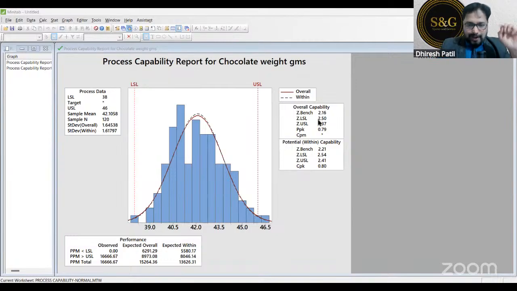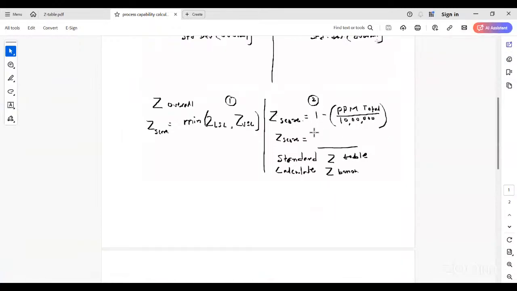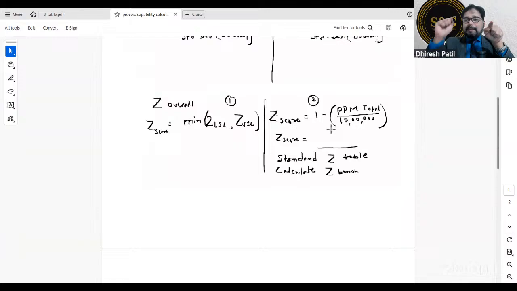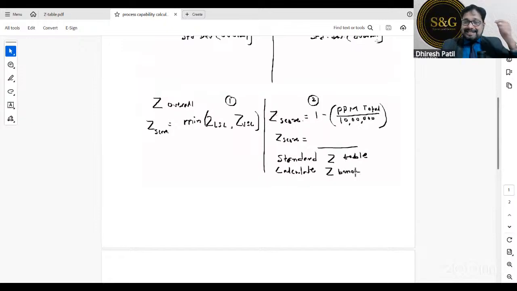So the Z score, you're right. That's what I did. Let me go back and open the same one. This one, right? Z score, correct. Here, what did I say? We calculate this 1 minus PPM divided by 1 million, and whatever value comes, we go to the table. Go to the standard Z table, and then you get the value of the Z bench. That is the Z bench value. That's what we did in the practical as well. You can go back to the recording and check this piece. That will give you clarity.